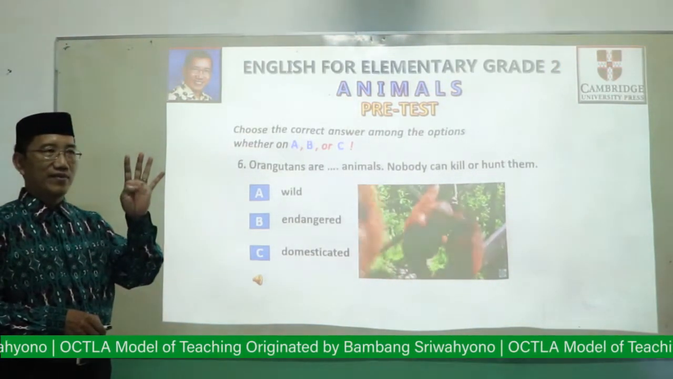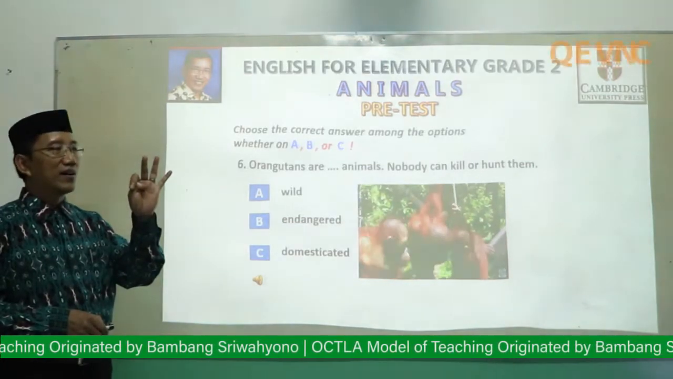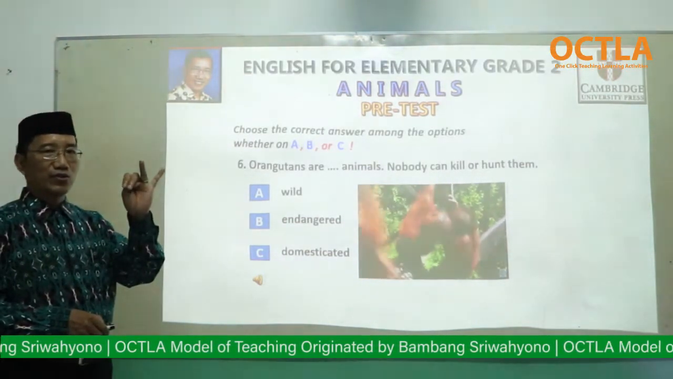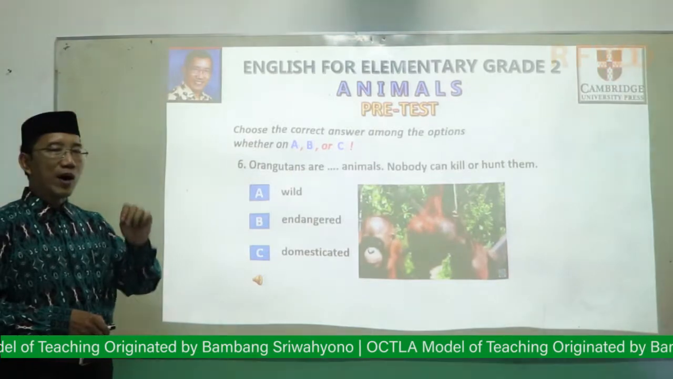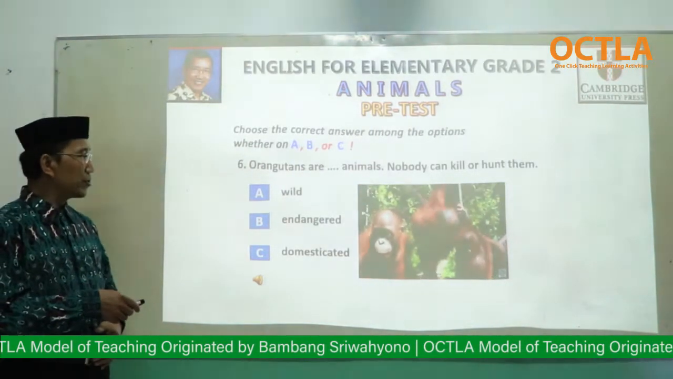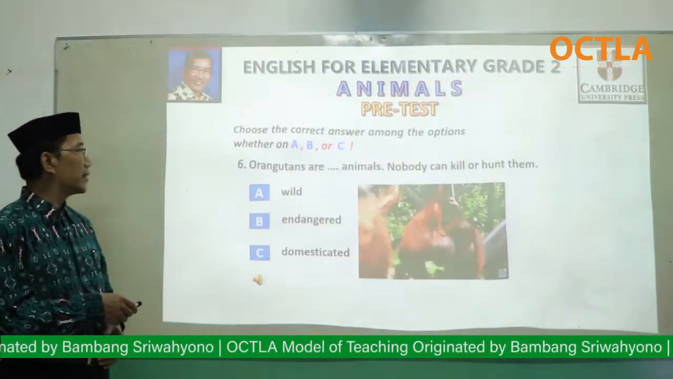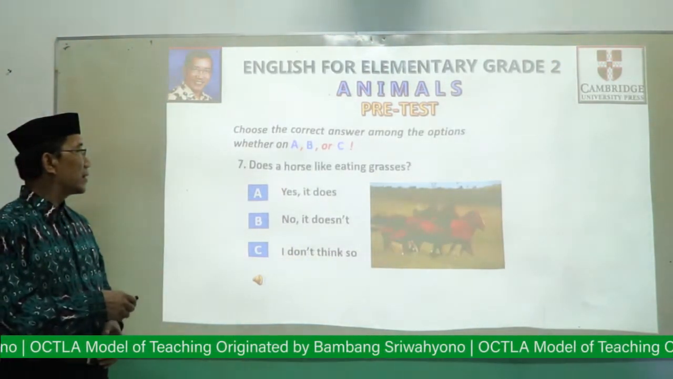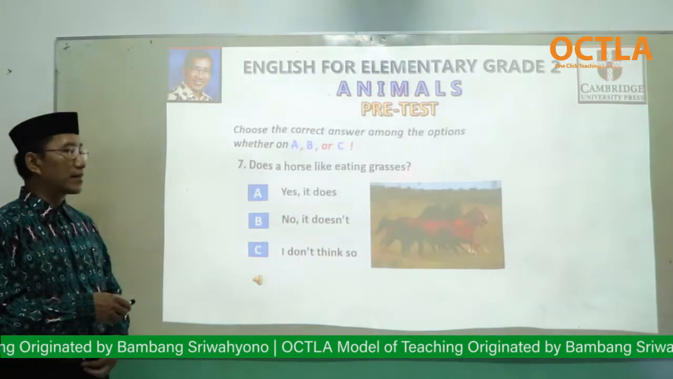5, 4, 3, 2, 1. Finished. Go to number 7. Does the horse like eating grasses?